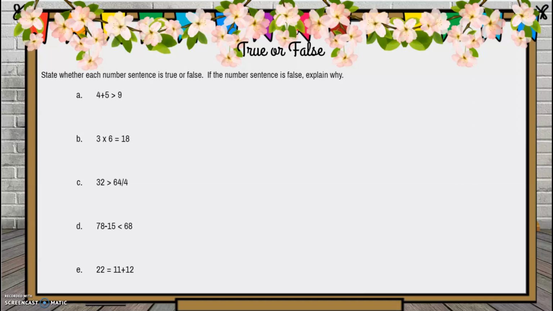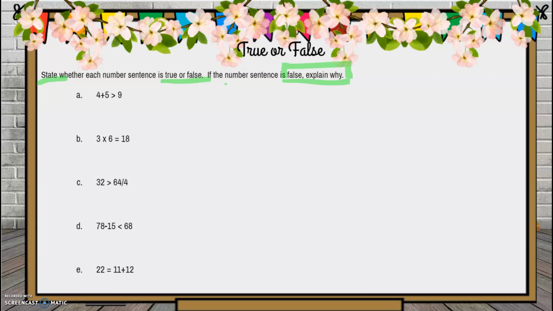Today we're going to talk about true or false sentences. Let's go ahead and look at the directions and then start solving. So the directions say, state whether each sentence is true or false. If the statement is false, explain why. Okay, so then we're going to go ahead and get started.